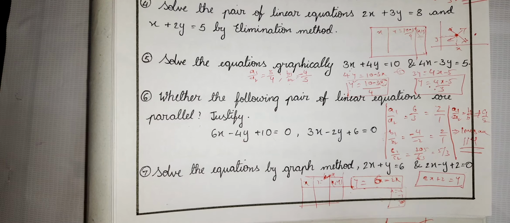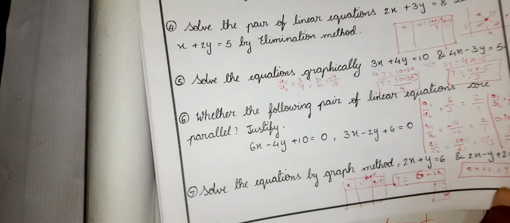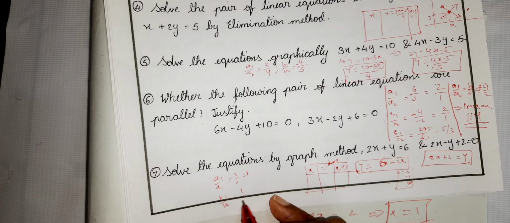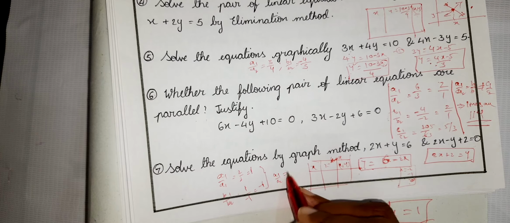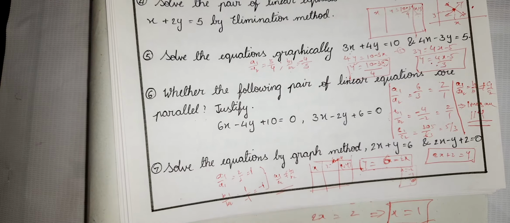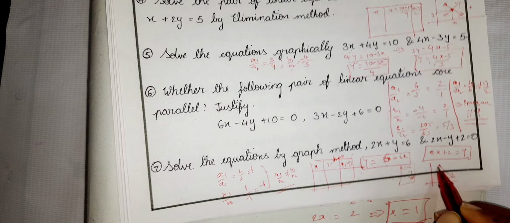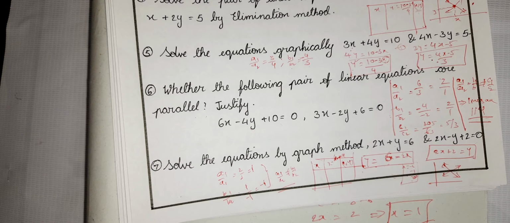How the graph will be, that we will see from this. Now a1 by a2 is 2 by 2, which is equal to 1. Now b1 by b2: b1 is plus 1, b2 is minus 1. So plus 1 by minus 1, which is minus 1. That means a1 by a2 is not equal to b1 by b2. Again the graph will be intersecting lines. In all the examination questions, intersecting lines only you are getting.